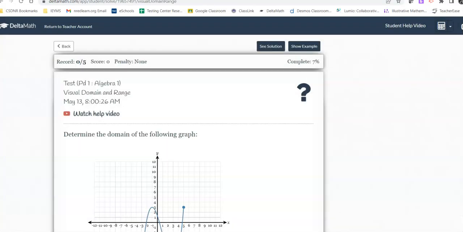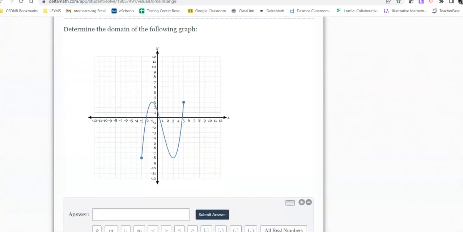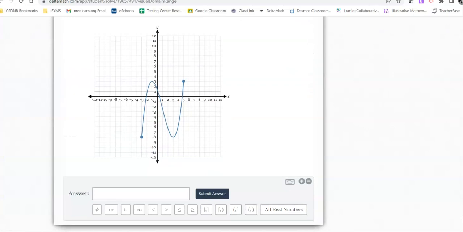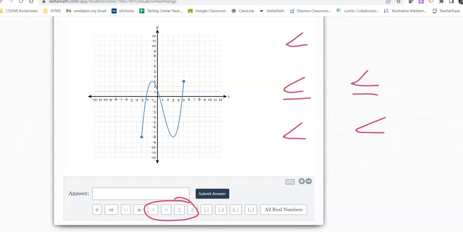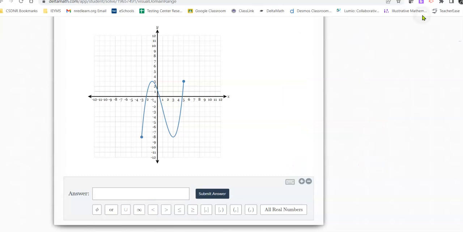The next one is visual domains, and you can use either interval notation, that's these symbols down here, or you can use inequality notation, that's these symbols here, but note that they should always start by pointing this way. You can have two less thans, you can have two less thans or equal to, you can have one of each, right? But they always point in this direction when you begin.